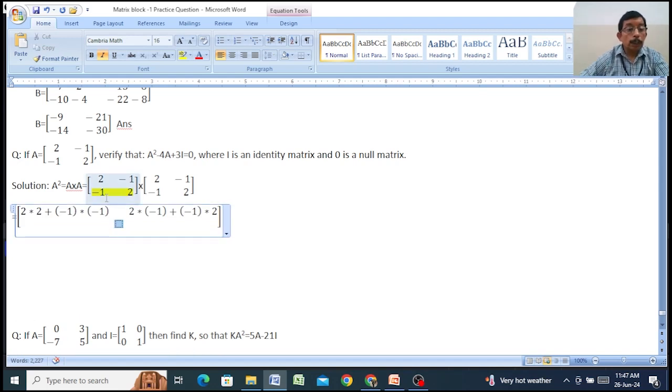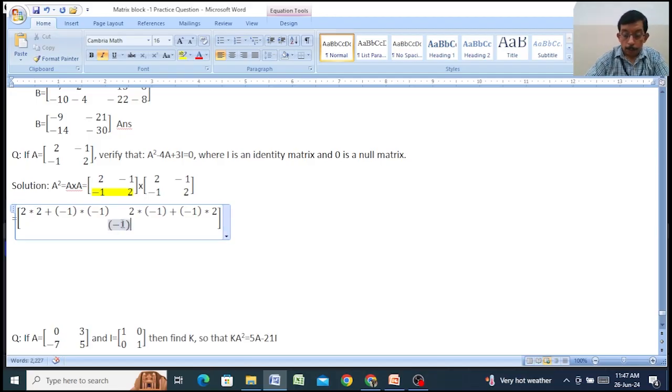Now the second row multiplied by the first column, then we get the first element of the second row. The second row first element is -1 and the first column first element is 2. So -1 multiplied by 2. The second element of the second row is 2 multiplied by the second element of the first column, which is -1.